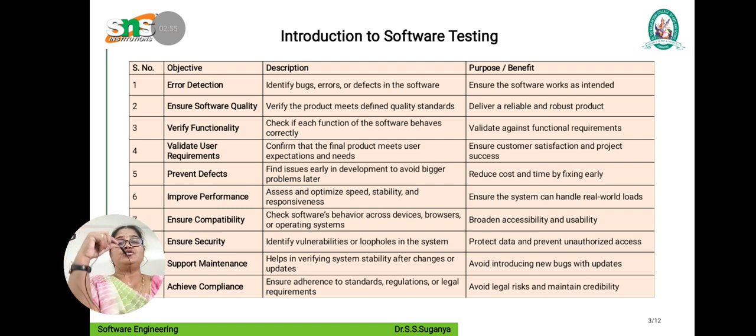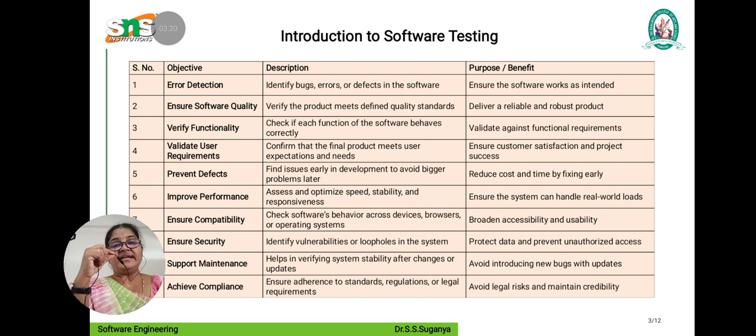Next we have to ensure the quality of the software. Why do we ensure the quality of the software? In order to verify whether the product which we develop meets the quality standards or not. Next is verifying the functionality of the software. We have to check whether the functions of the software behave correctly, or whether it is behaving differently to the end users.